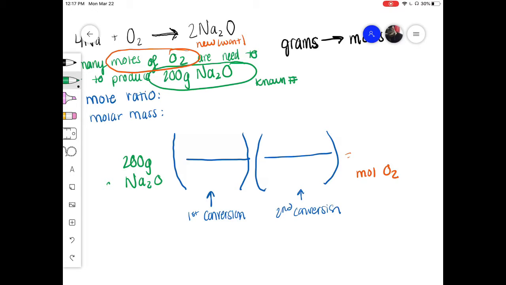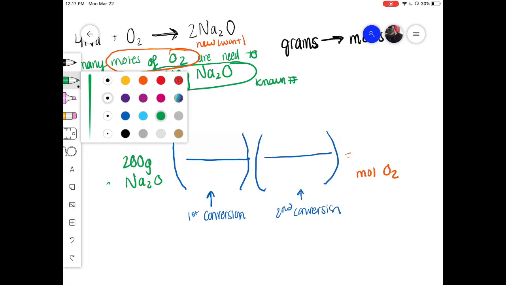Because we start with grams of Na2O, the only conversion that has grams is our molar mass. And our molar mass conversion only lets us go between grams and moles of the same substance. We can't change which substance we have through our molar mass, because it only lets us know how many moles of the substance we have, not how many moles or grams of a different substance. So we have to use our molar mass conversion first.